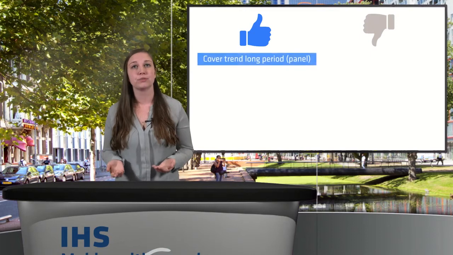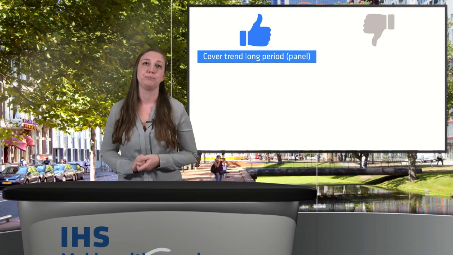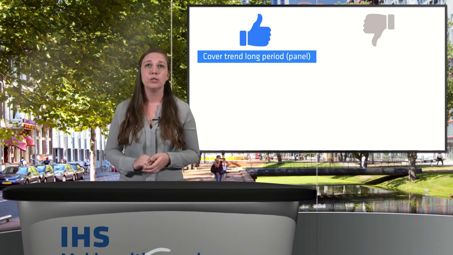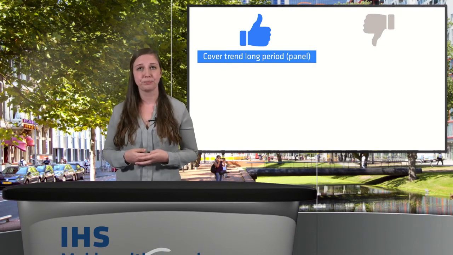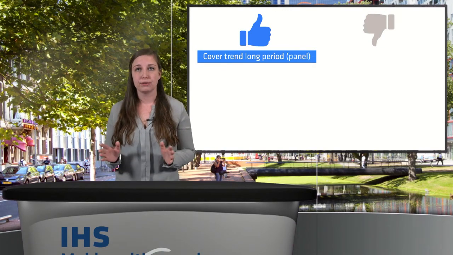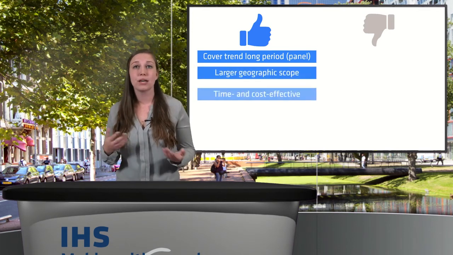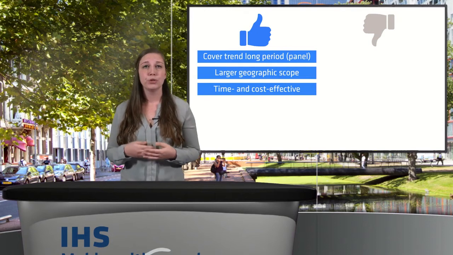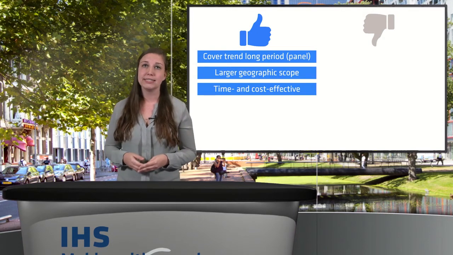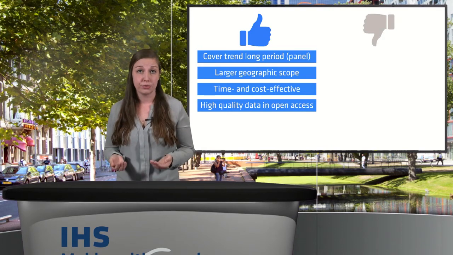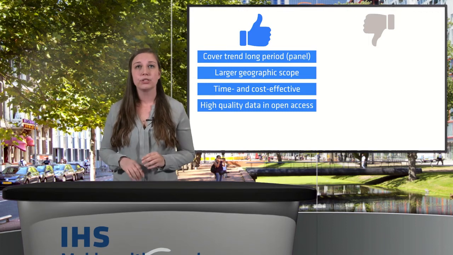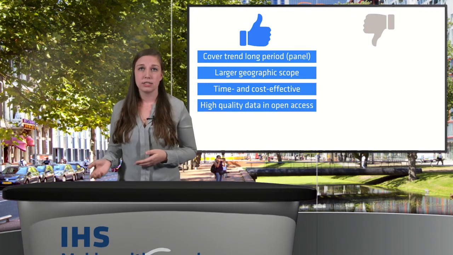So then, what are the advantages of secondary quantitative analysis? Let's sum them up. Using secondary data allows you to cover trends over a long period of time, or panel research, as I also mentioned in the survey video. It also enables you to cover a large geographic scope, and it can be considered more time and cost effective than empirical research. You can make use of renowned sources which provide high quality data, and this data in open access will enable you easy replication in future analysis, increasing the reliability of the research. And lastly, it ensures a high external validity, as quantitative analysis allows for generalization of the results.